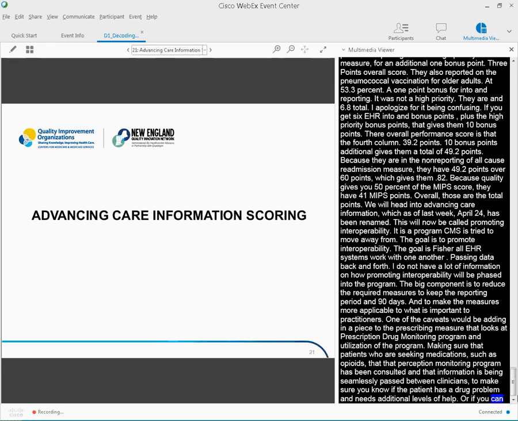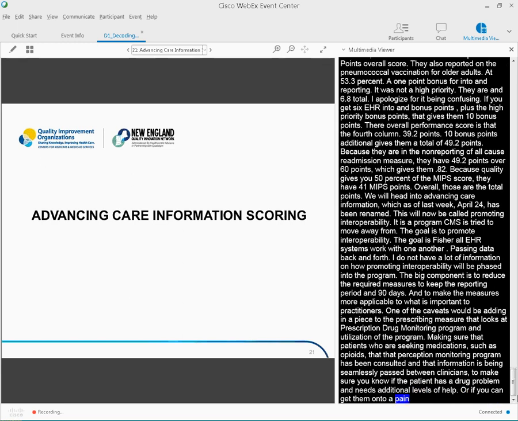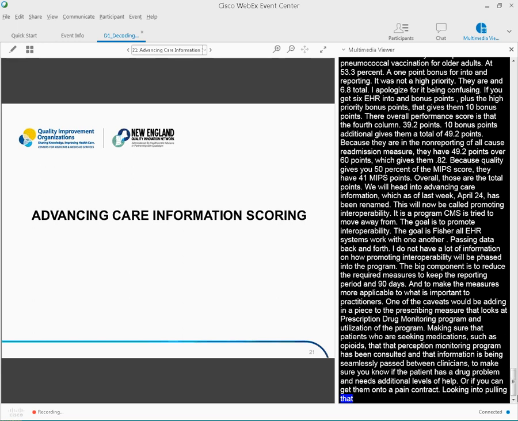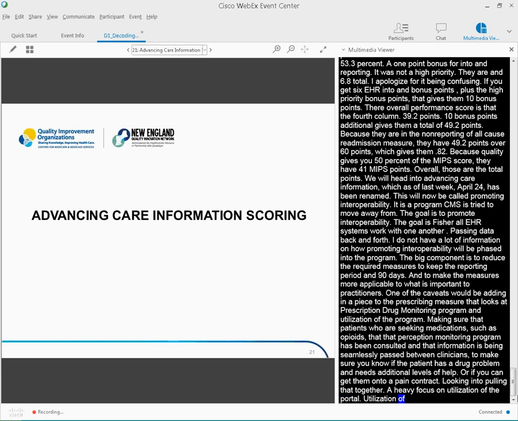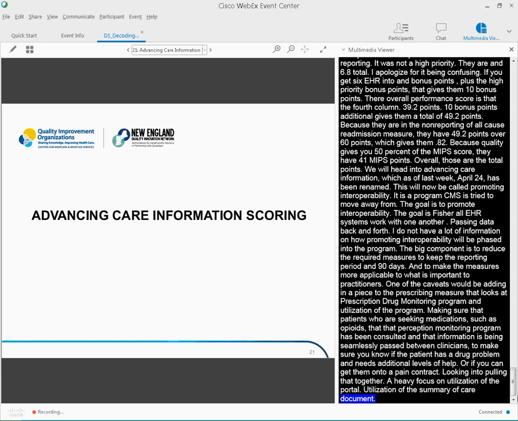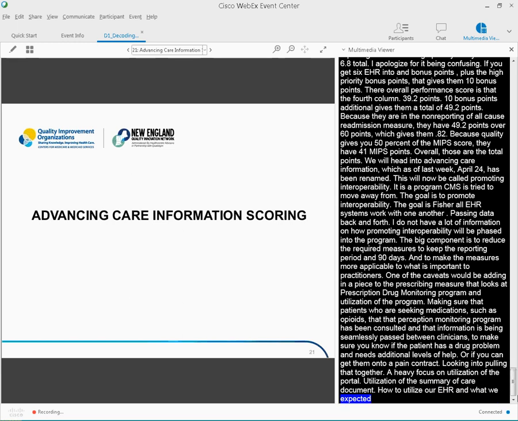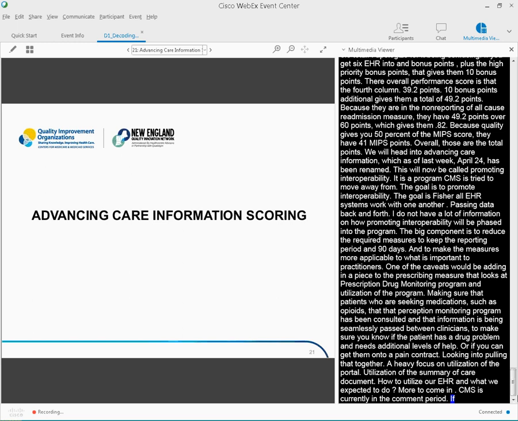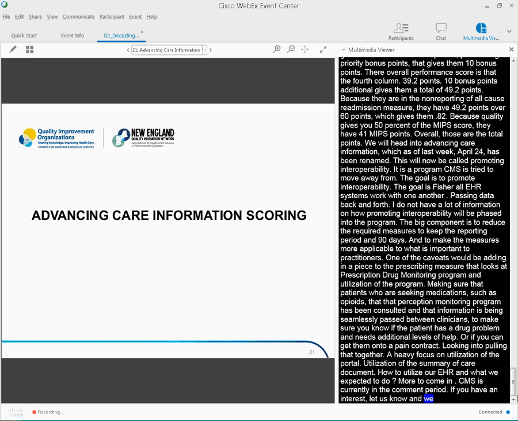Still heavy focus on utilization of the portal, utilization of those summary of care documents being sent, but kind of a movement away from just the standard, okay, meaningful use, how do we utilize our EHR and demonstrate that we've done what we've been expected to do. So more to come on that once we have some information. CMS is currently in the comment period, so if you have interest, please let us know. We're happy to get you the information so that you can comment on promoting interoperability and make sure that program makes the most sense for you.